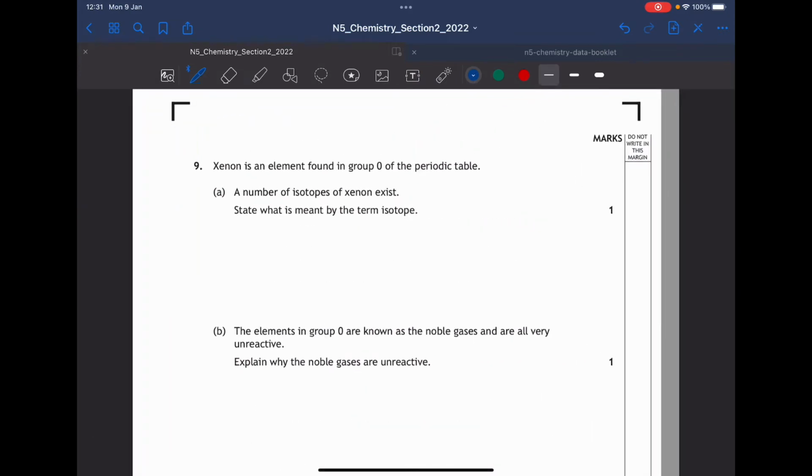So, number 9, xenon is an element found in group 0 of the periodic table. A number of isotopes of xenon exist. State what is meant by the term isotope. I swear I didn't know this question was coming up when I just said to make a flashcard of this. But again, there's another definition that they want you to say for this. So there are a few ways you can phrase it, but the way I like to phrase it is that they are atoms of the same element with a different mass.